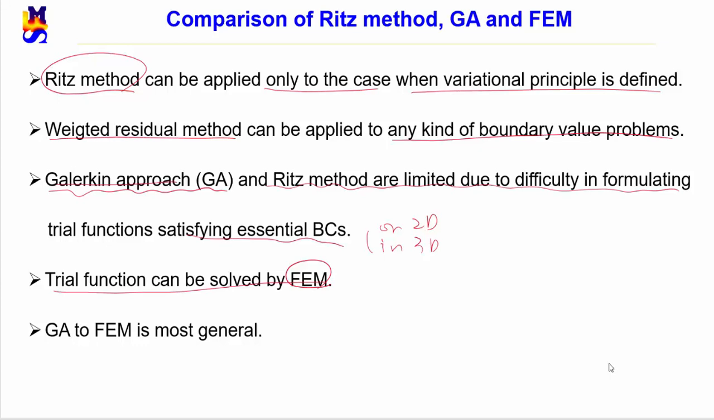There are two major ways of FEM. One is the variational approach, that is, this approach to FEM, and the other is weighted residual approach, that is, Galerkin approach to FEM. The Galerkin approach to FEM is more general because there is no theoretical limit.